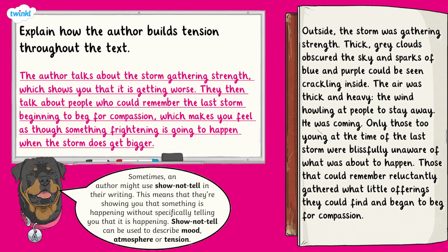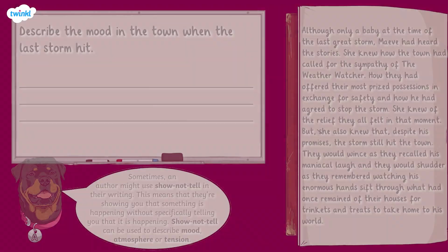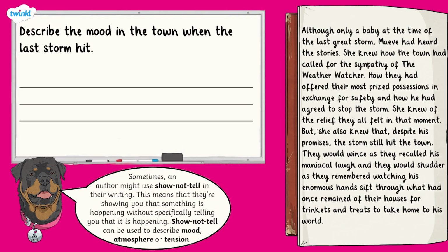Well done if you were able to describe how the author built tension and you remembered that you needed to use examples from the text to support your answer. For our final question, you are being asked to describe the mood of the town when the final storm hit. You will need to find evidence from the text to back up your answer. You may wish to write your answer down on a whiteboard or a piece of paper, or you may just wish to say your answer out loud. Pause your video now and hit play when you have read through the extract and have an answer.